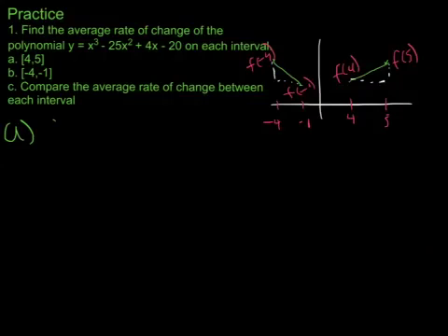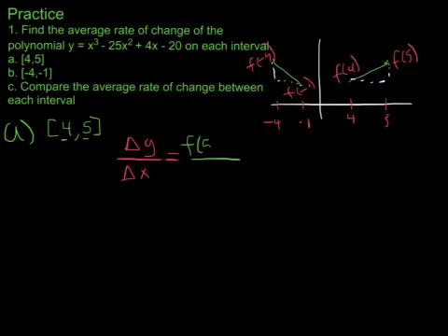The interval from 4 to 5. If I want to find the average rate of change between the interval 4 to 5, I need to find the value that I ended up at, 5, and I need to subtract the value that I started at. In other words, I need to find the change in the y direction, and I need to divide it by the change in the x direction. Well, what is that? It's going to be the value when I plug in 5 minus the value when I plug in x equals 4. And how many x spaces have I traveled? Well, I ended up at 5 and I started at 4, so 5 minus 4.